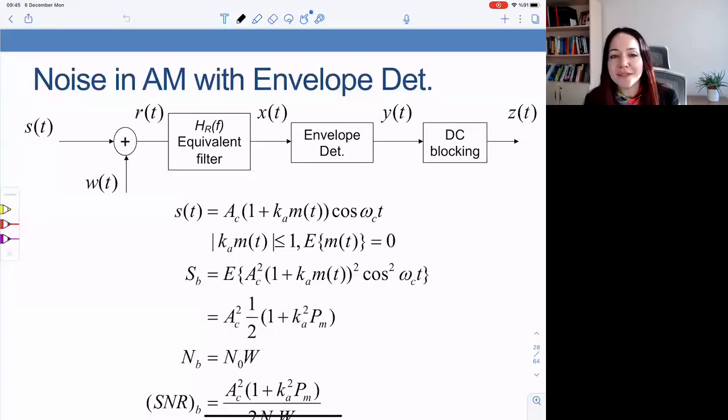Well, hello everyone. Last time we started talking about noise in some analog modulation systems and their detectors, that is demodulators. Specifically, we studied double sideband suppressed carrier as well as SSB. Today we continue with conventional AM with envelope detection.